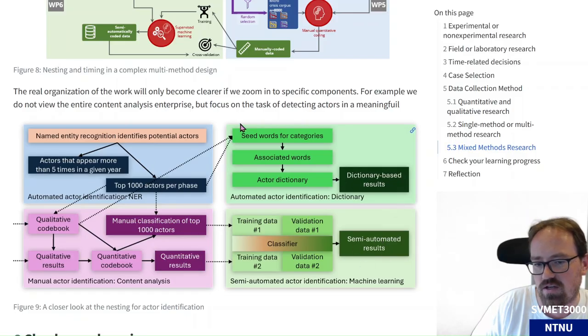And at the side, we would also build a dictionary of actors that identifies these actors just by listing which actors go in which category.